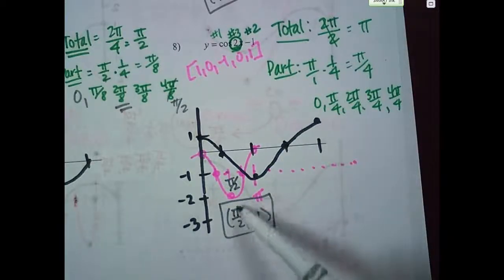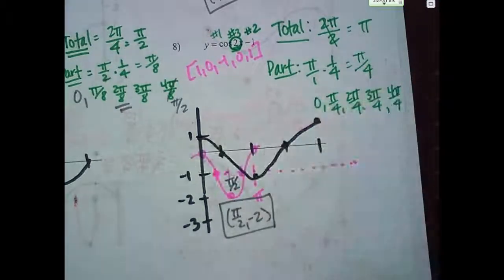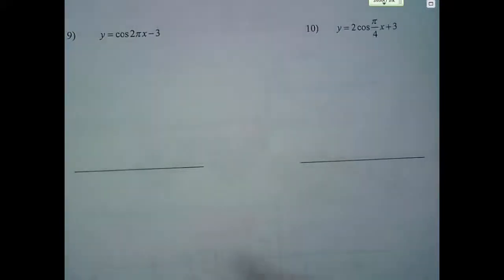Not this one. That's negative 1. That's negative 2. We moved everything down. All right, go to number 9. We're only going to do 2 more, guys. We're going to do 9 and 10, and you are going to do 11 and 12 by yourself.